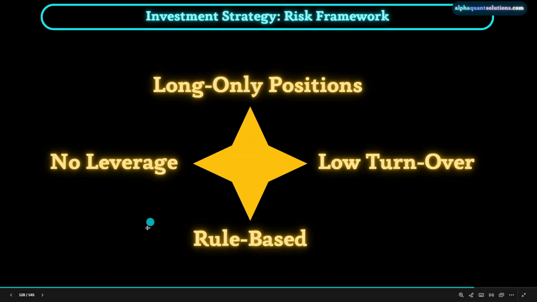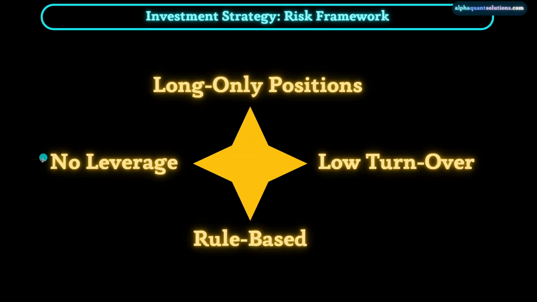Next, we outline the risk framework associated with our investment strategy, or in other words, the constraints. But first, we want to have a rule-based strategy, so a systematic approach. Second, we do not want any leverage in our trading positions. Third, we are only going to go for long-only positions, so no short selling. And finally, we want a low turnover strategy because this is going to minimize investment costs, trading fees, and market impact.